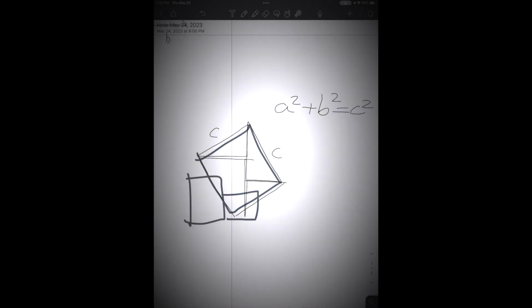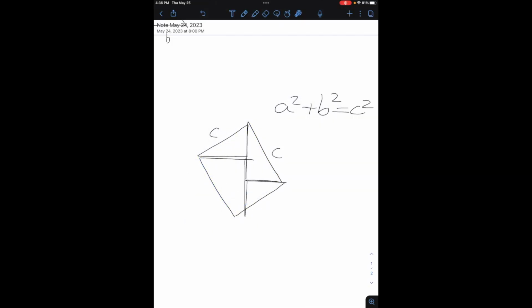Forgot to mention that the Pythagorean theorem only works with right triangles. So just giving you a heads up right now. Which is here. Now we can move on to the algebraic proof.